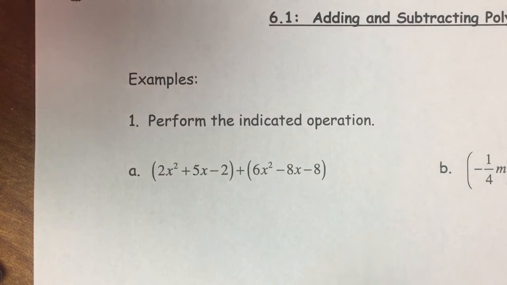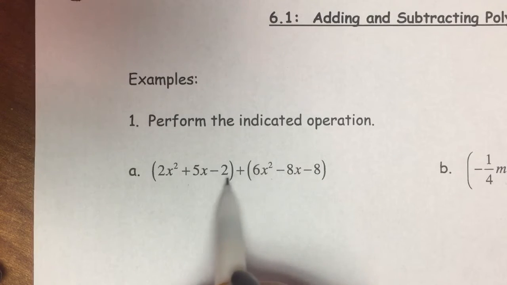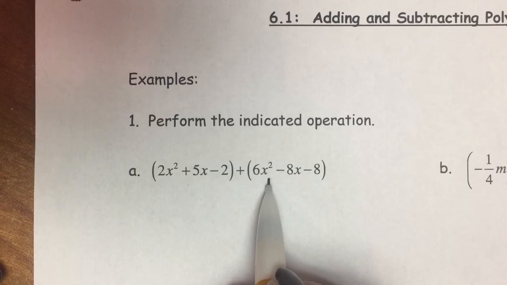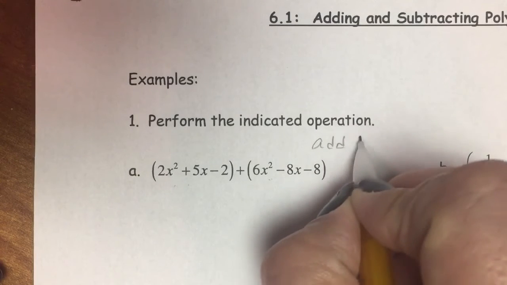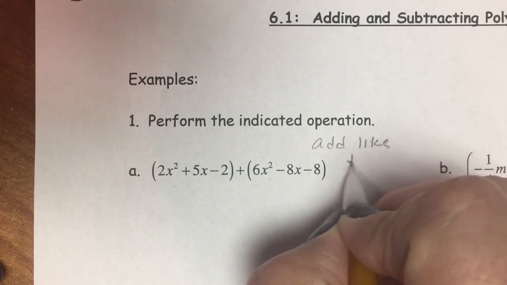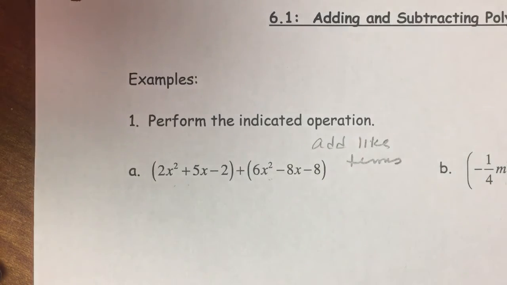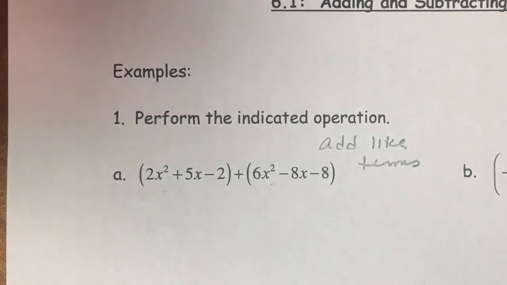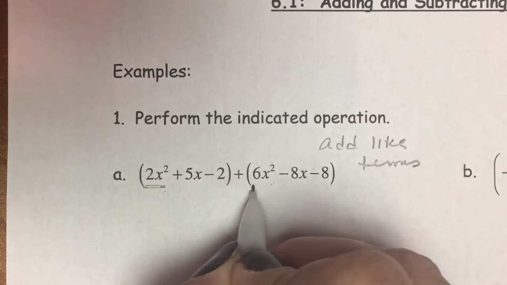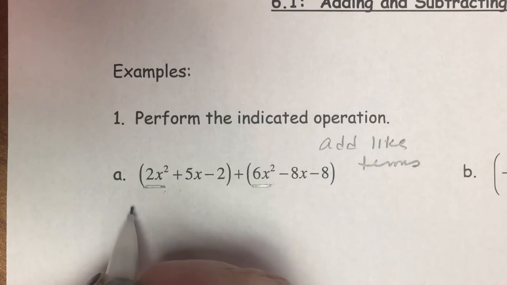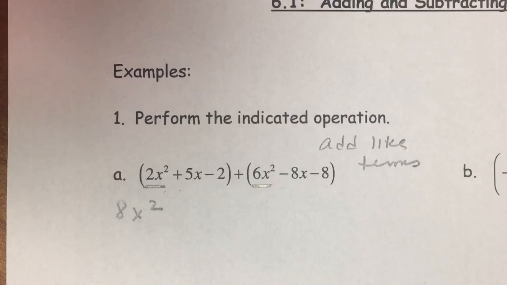So when we are adding two polynomials, and if you look at this, you can see that I'm adding two trinomials, although that is quite honestly irrelevant. It doesn't matter. All you have to do is add the like terms. And remember, like terms have the exact same variable part. So for example, we can add the 2x squared plus the 6x squared. Remember, to add like terms, you add the coefficients and the variable part stays the same. So that's going to be 8x squared.